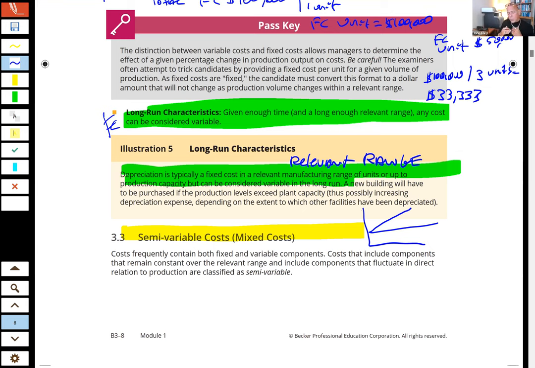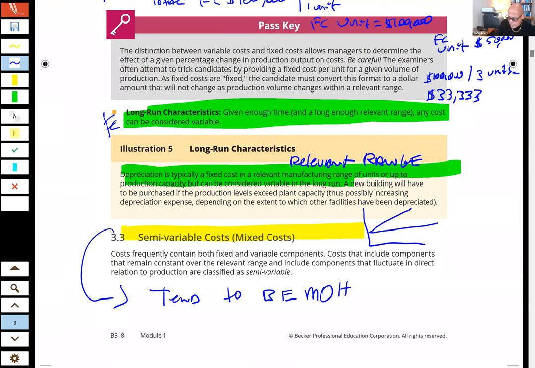So when we talk about mixed costs, semi-variable costs, you can put down here that they tend to be manufacturing overhead. We can think about our manufacturing overhead costs this way: some of them are fixed, like depreciation, and some of them, like utilities, act like this.